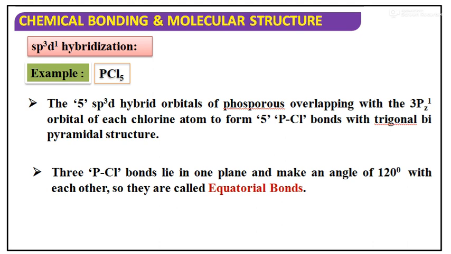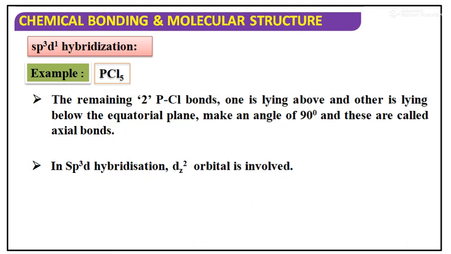In those 5 bonds, what happened there? 3 bonds are in the equatorial position, with the bond angle of 120 degrees only. The rest, 2 bonds, are in the axial position, and the bond angle of 90 degrees will come only. So what happened in this case?